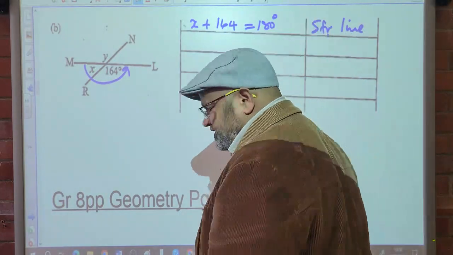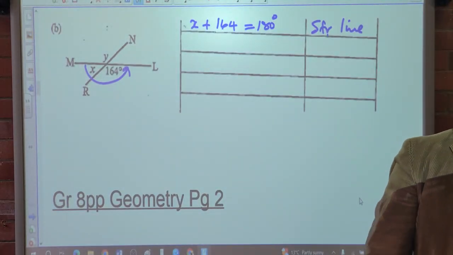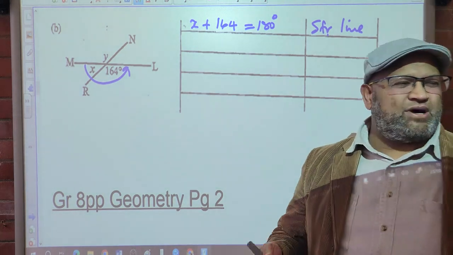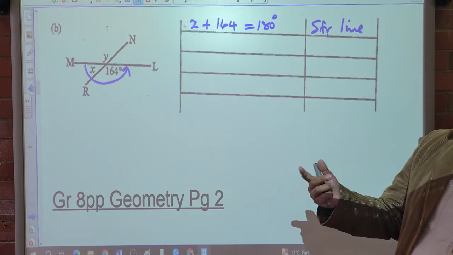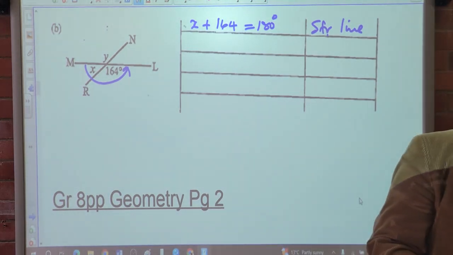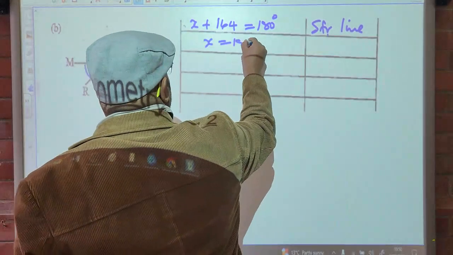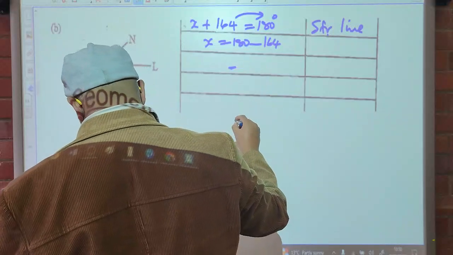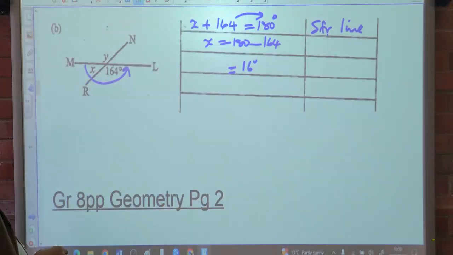Angles on a straight line, or adjacent supplementary, is all acceptable. Anything that makes sense to us, we give you the mark for it. If you're confused about something, ask and we can tell you if it's acceptable or not. So we have x is equal to 180 minus 164, which gives you an angle of 16 degrees. Any confusion here?